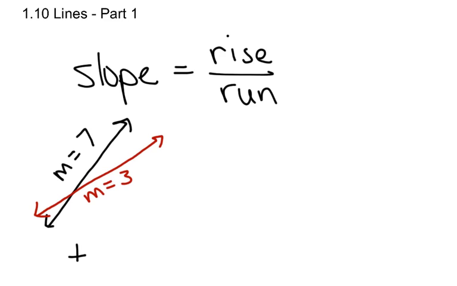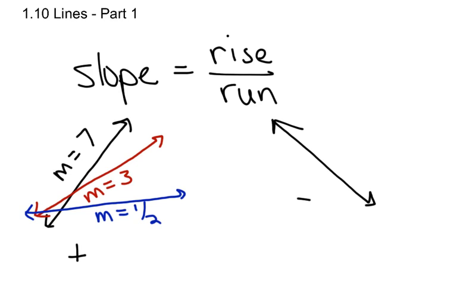Maybe if I gave you a line and I said the slope was 1/2, let's make that look a little bit better. It's still going up from left to right, but a slope of 1/2 is not going to be very steep at all. The same holds true for negative slopes, except negative slopes are going to be lines that go down from left to right. The bigger the number, the steeper the line. The smaller the number, the less steep it is.